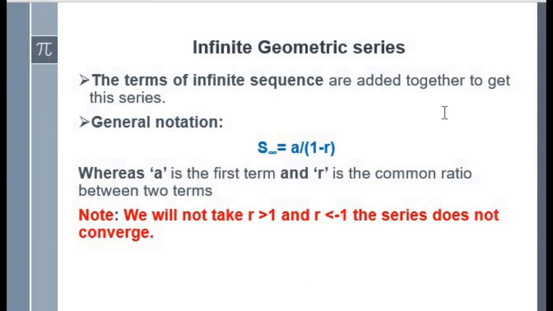So let's see the last series, which is the infinite geometric series. The terms of an infinite sequence are added together to get this series. The general notation for this series is given by S approaches infinity equals a divided by (1 minus r), where a is again the first term and r is the common ratio. Bear in mind that we will not take r greater than 1 or less than minus 1. The series does not converge.